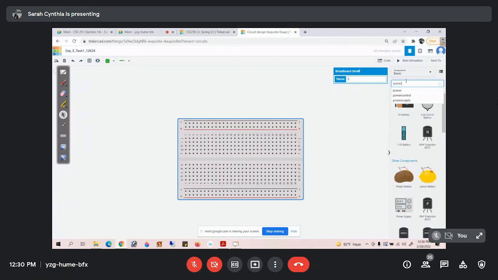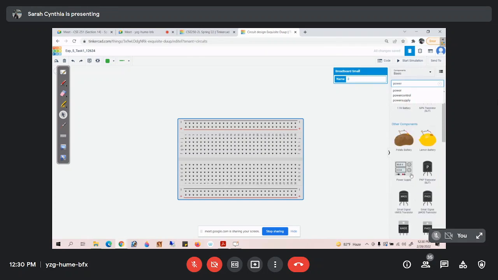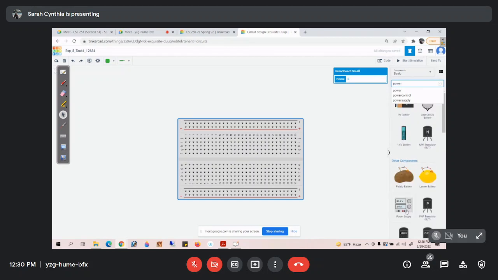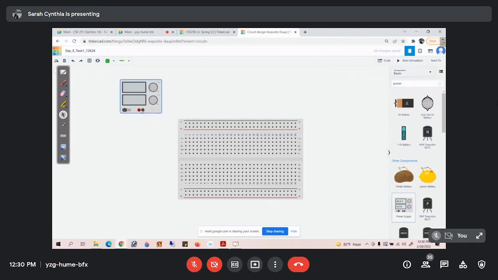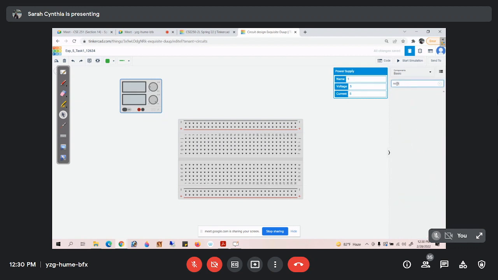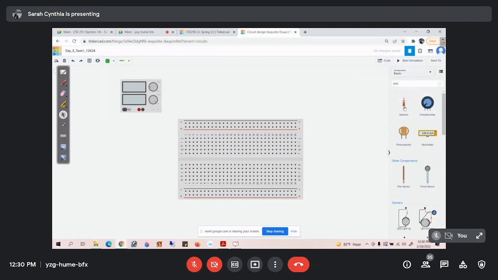Power supply will come, I think you will have to scroll down a bit. There's this power supply here. And we will be needing 4 resistors, right? Resistor will come. At first, this is a resistor. So we will be needing 4 of them.